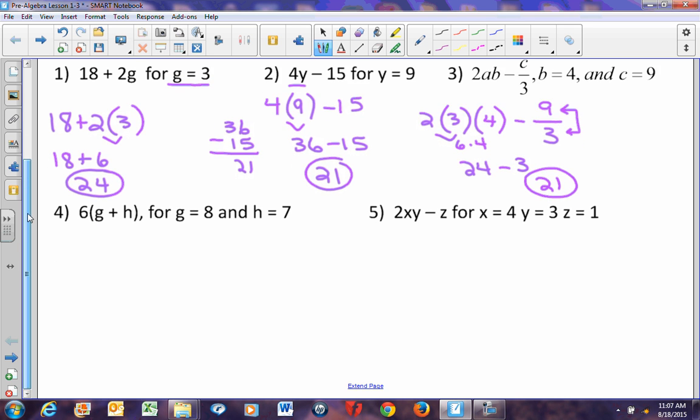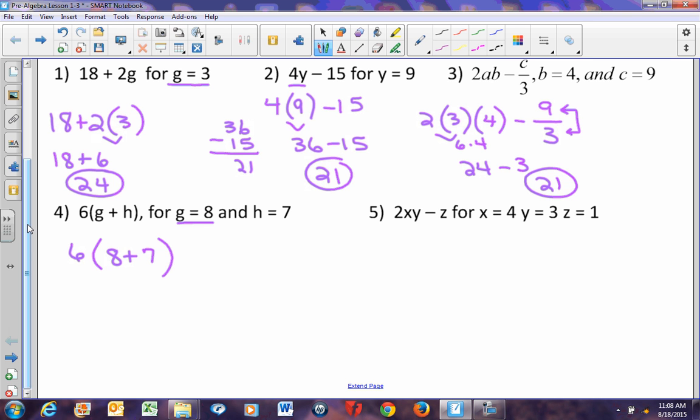Number 4. 6 parentheses g plus h for g equaling 8 and h equaling 7. So I'm going to have 6 multiplied by g, which is 8, plus h, which is 7. Okay. Again, you need to show me all the steps. Please don't skip steps. Okay. I need to know what your brain is thinking.